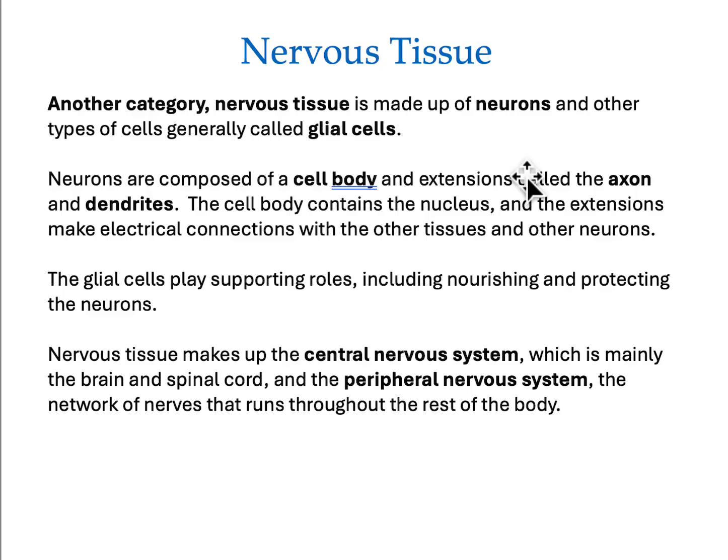Nervous tissue. Another category, nervous tissue, is made up of neurons and other types of cells, generally called glial cells. Neurons are composed of a cell body and extensions called the axon and dendrites. The cell body contains the nucleus, and the extensions make electrical connections with other tissues and other neurons. The glial cells play supporting roles, including nourishing and protecting the neurons. Nervous tissue makes up the central nervous system, which is mainly the brain and spinal cord, and the peripheral nervous system, which is the network of nerves that runs throughout the rest of the body.